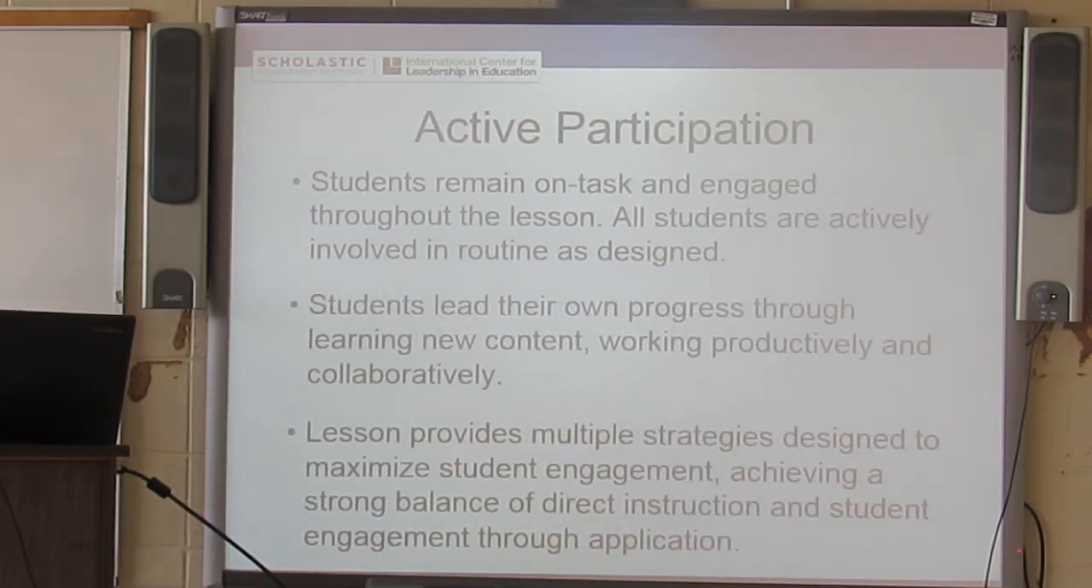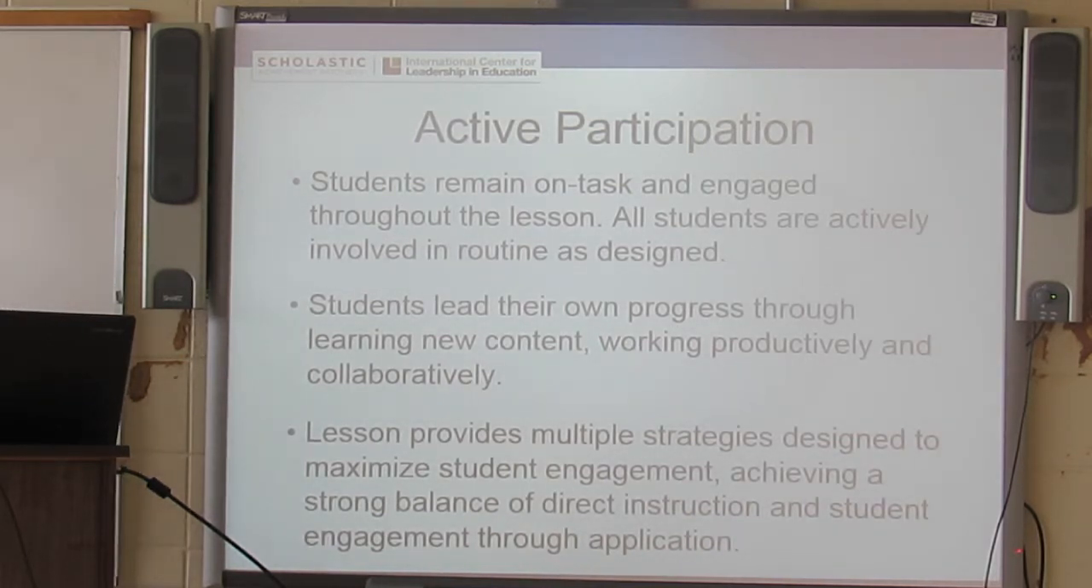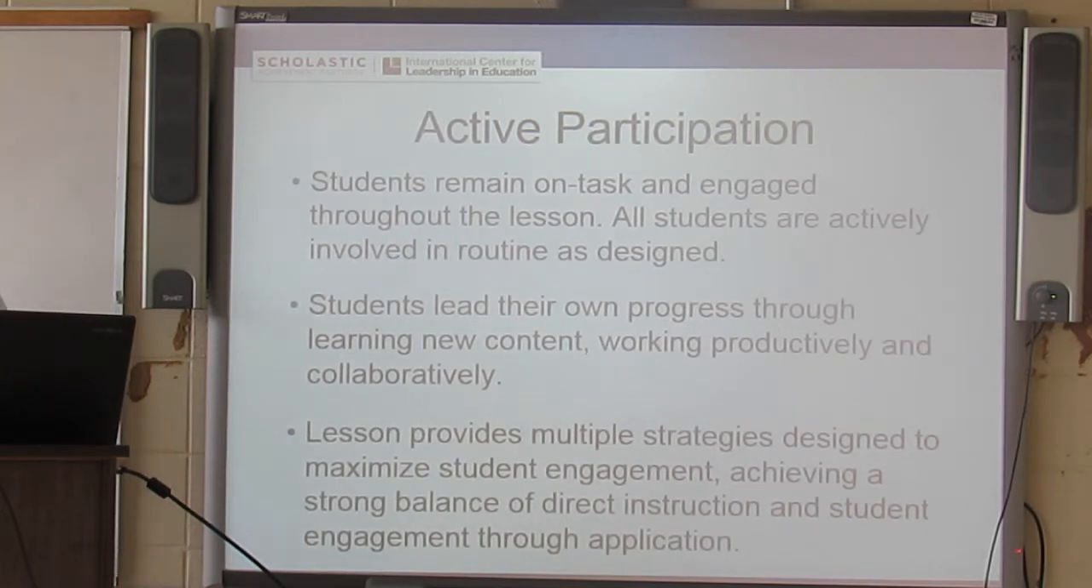Okay. Active participation. Students remain on task and engaged throughout the lesson. All students are actively involved in routine as designed. Students lead their own progress through learning new content, working productively, and collaboratively. Lesson provides multiple strategies designed to maximize student engagement, achieving a strong balance of direct instruction and student engagement through application.